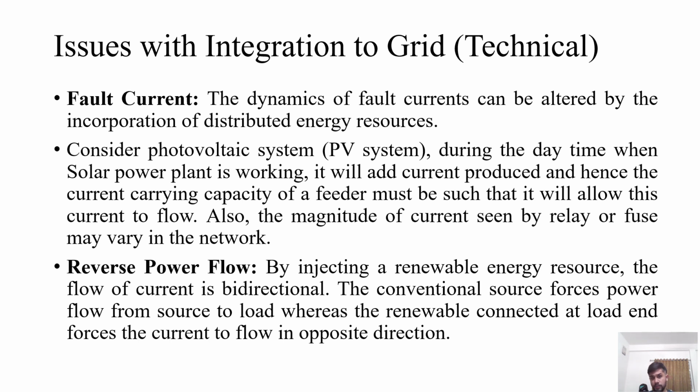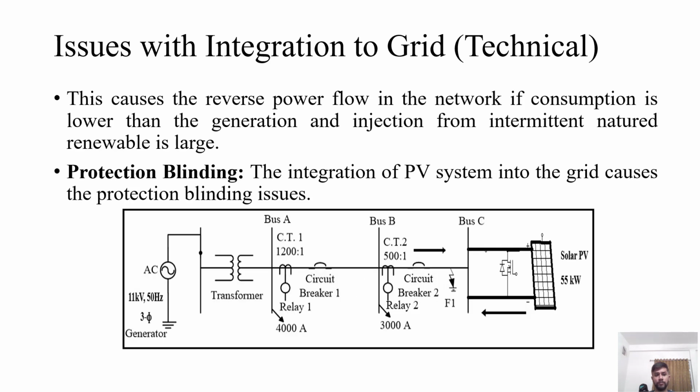Reverse power flow. By injecting a renewable energy resource at the load end, the flow of the current is bidirectional. The conventional source forces power from source to load, whereas renewable connected at load forces current to flow from load to source, which is the opposite direction. This causes reverse power flow in the network if consumption is lower than the generation and injection from intermittent renewable energy is large.